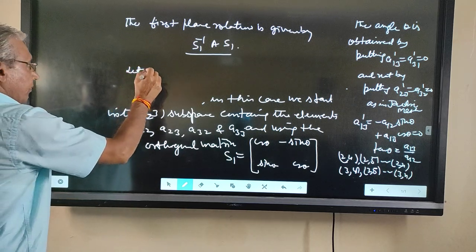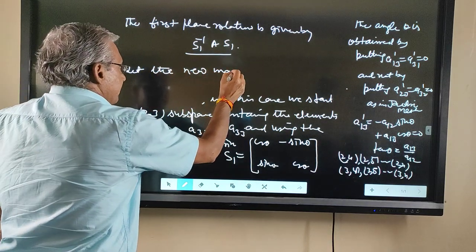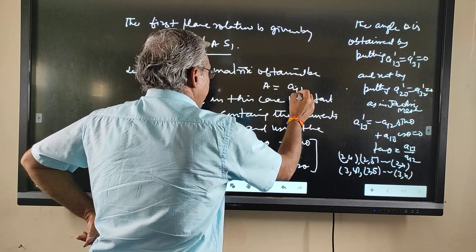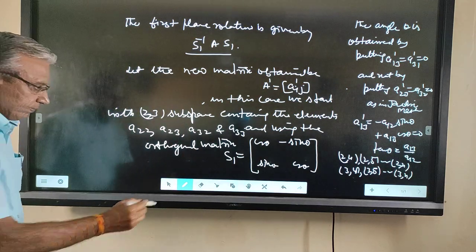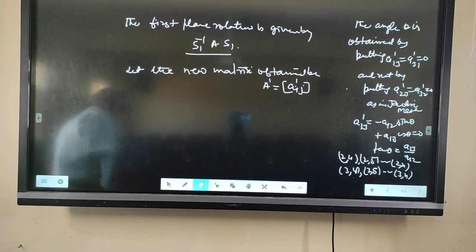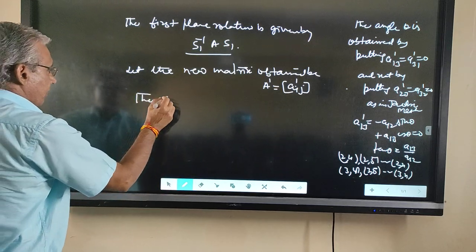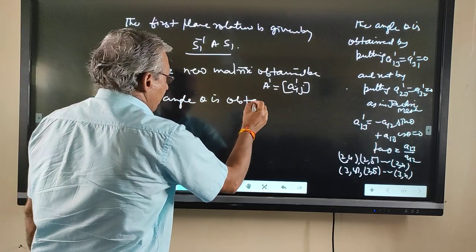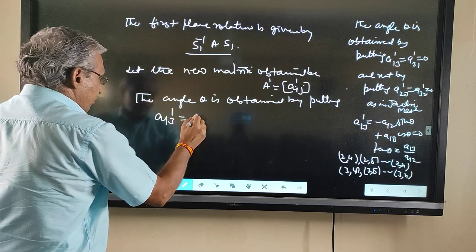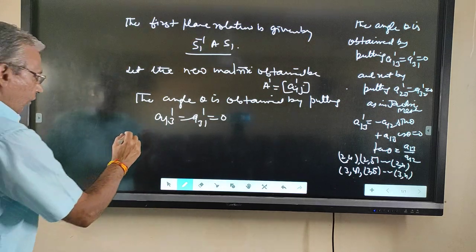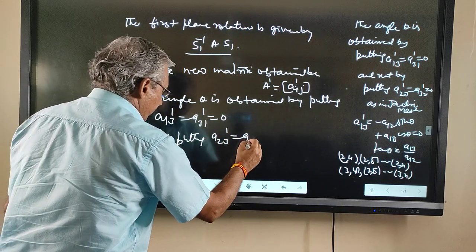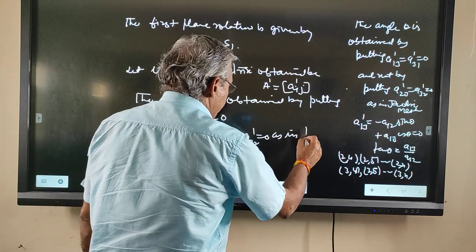Let the new matrix obtained be A dash. The angle theta is obtained by putting A13 dash equal to A31 dash equal to 0, not by putting A23 dash equal to 0 as in the Jacobi method.